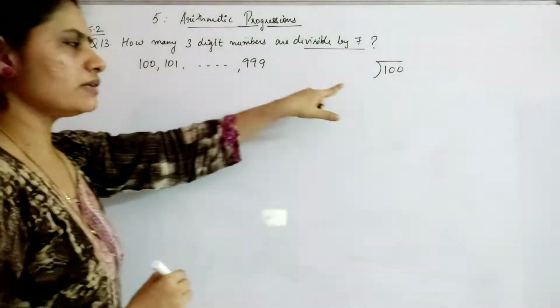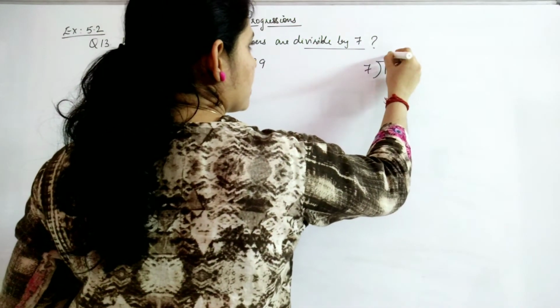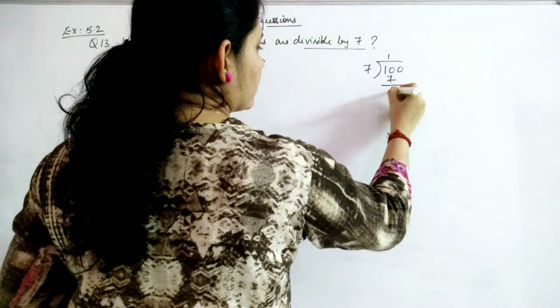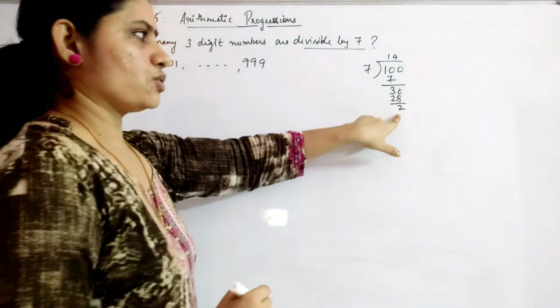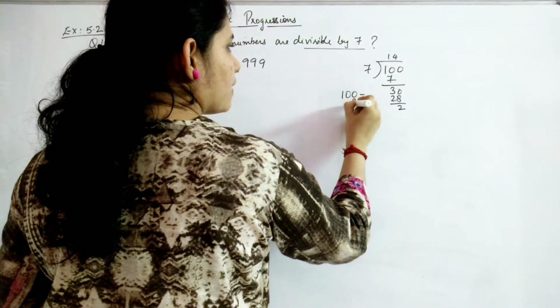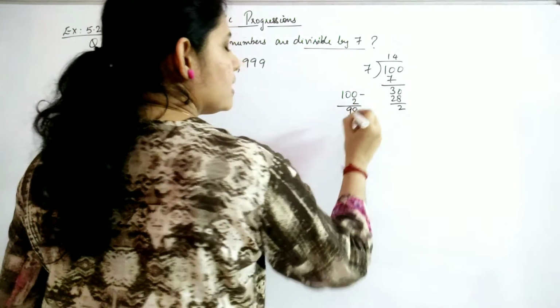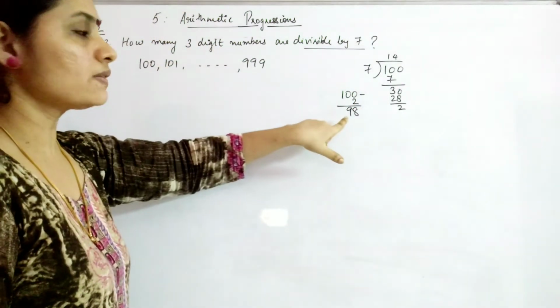Okay. So first we will divide 100 by 7. What you will get? 7, then 428. You are getting remainder as 2. When you subtract this remainder from 100, you will get 98, right? And 98 is obviously a multiple of 7, but it is not a 3-digit number.